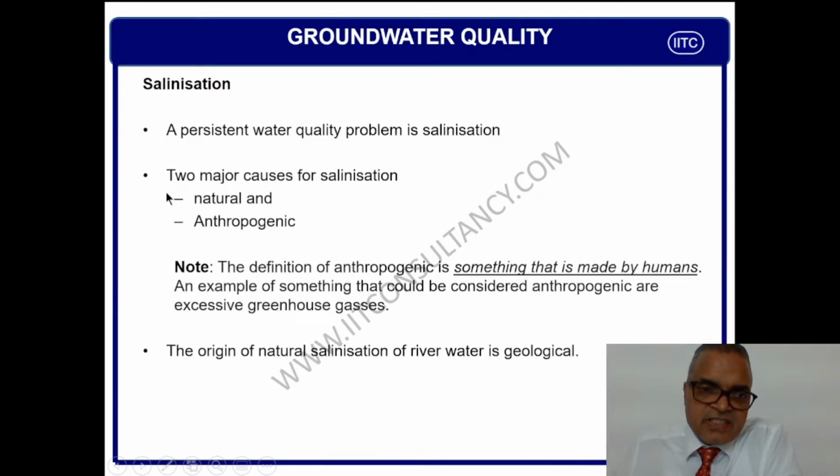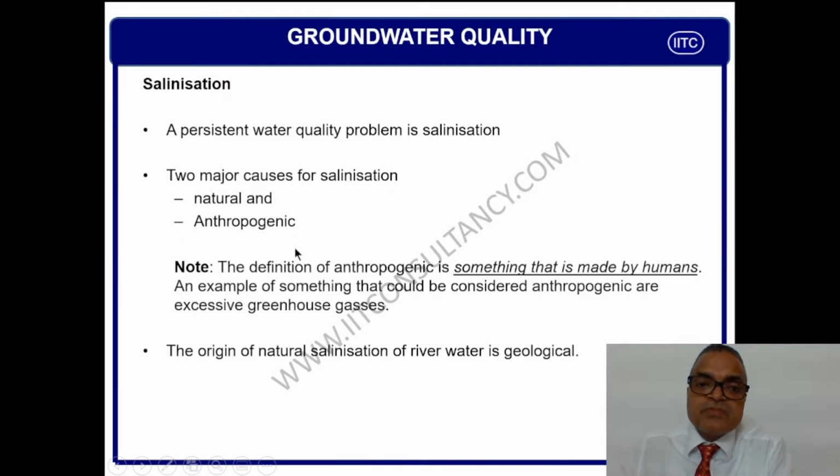Salination is the first point we need to see to ensure good water quality. It is a persistent water quality problem. Two major causes for salination are natural and anthropogenic. One is natural, we don't have control over it, and anthropogenic we have control over. What is anthropogenic? Anthropogenic is something that is made by humans. We are responsible for making this.